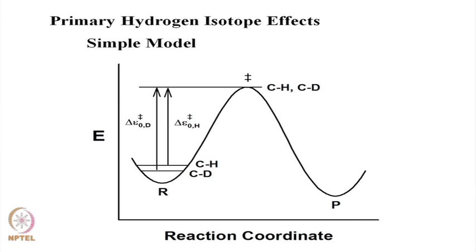So, a simple model. This is your reaction coordinate, this is your reactant side, this is your product side. Again, using a similar model, this is your reactant surface potential energy curve, this is your product potential energy curve, and we are moving from this side to that side. So the reaction coordinate is in this direction. You see that this is your transition state. To go to the transition state, you have to put in more energy compared to this hydrogen.